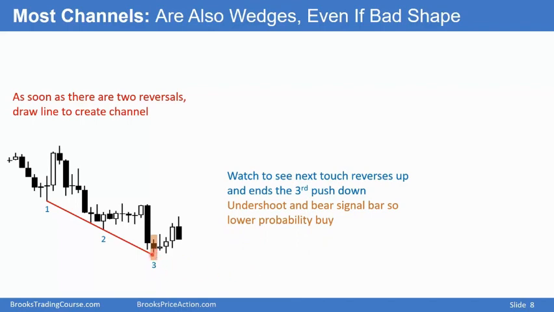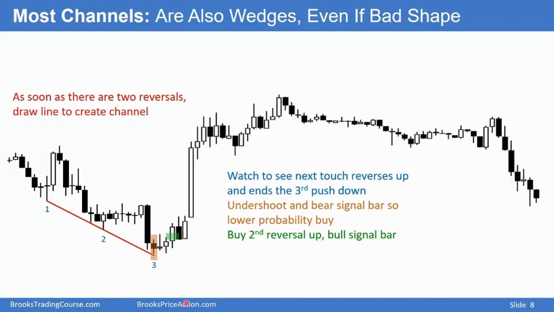I think of this as a wedge, even though the shape of it is not all that good. The third push down did not quite reach the line, and therefore you have to be wondering, are we going to go a little bit lower? This is an undershoot. Undershoot means the push did not quite reach the line. Because traders are wondering if it's going to continue down a little bit further, buying above this bar is low probability. Higher probability to take a second entry buy. Here we have a micro double bottom and a second entry buy with a decent buy signal bar. And the result, we got a very strong bull breakout and at least a small second leg up.